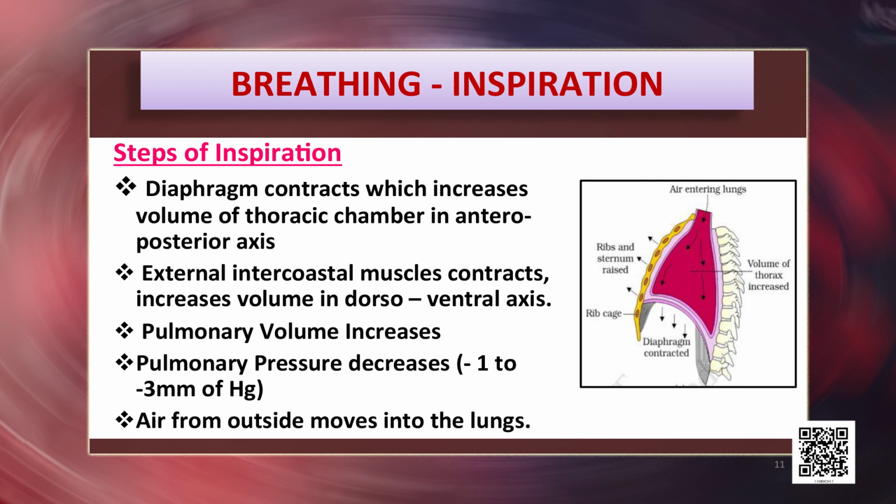The muscles of the diaphragm and the external intercostal muscles are the principal muscles of inspiration, due to which thoracic volume increases. Thus, the volume of the lungs increases. As pressure and volume are inversely proportional to each other according to Boyle's law, the pressure inside the lungs decreases. As the pressure inside the lungs is less than the atmospheric pressure, air from outside moves into the lungs. This completes the process of inspiration.